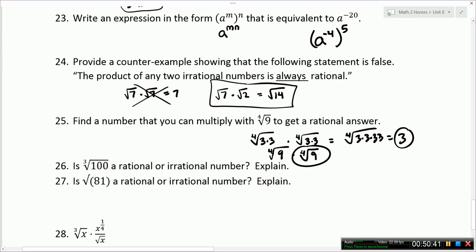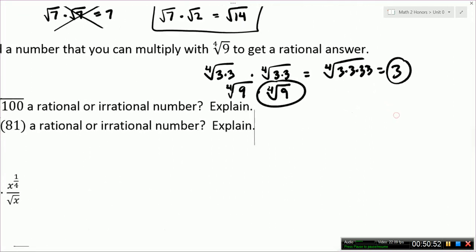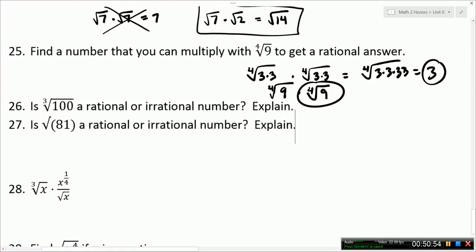26. Is the cube root of 100 a rational or an irrational number? Explain. So in order to answer that, we try to simplify it as much as we can. If we're able to get rid of the cube root sign in our answer, then we say it's rational. If we're not able to get rid of that cube root sign, we'll say irrational.